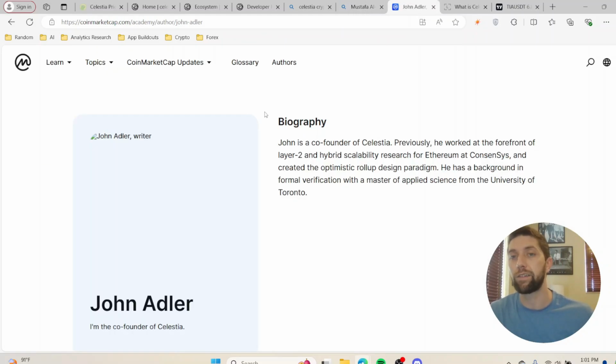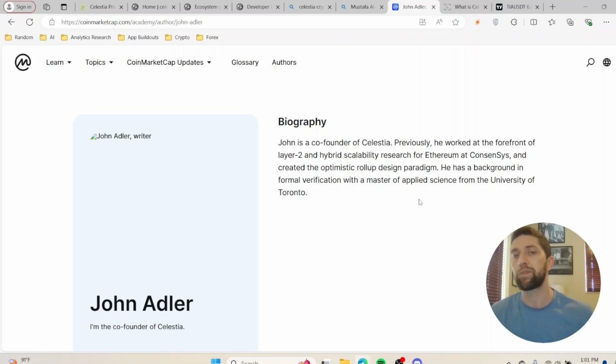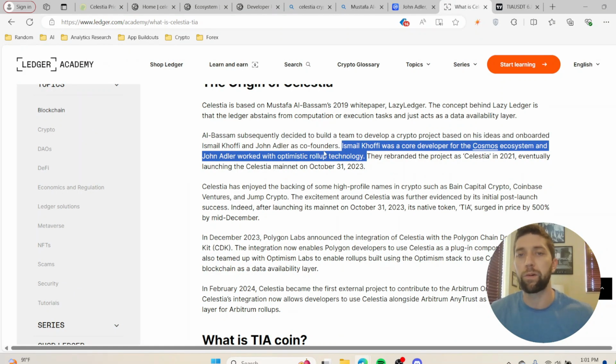Then there's John Adler, who ironically enough created the optimistic rollup design. So not just someone that worked on optimistic rollups, but created the optimistic rollup. And then the third person, Ismail Kofi, was actually one of the core developers for the Cosmos ecosystem, which is one of the main reasons why the whole system can operate like a layer 0, similar to the Cosmos ecosystem.